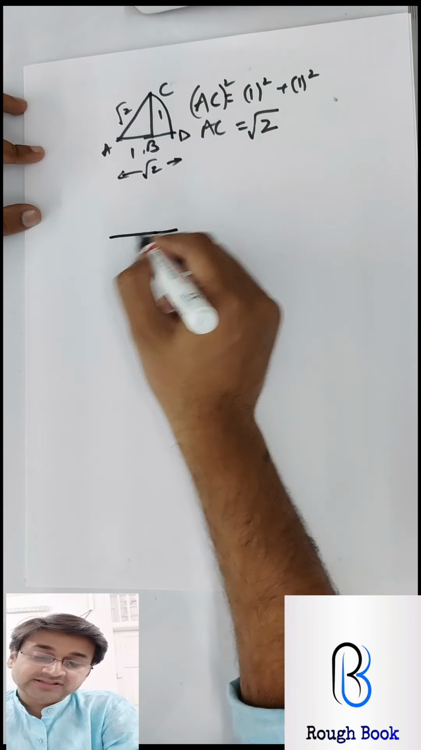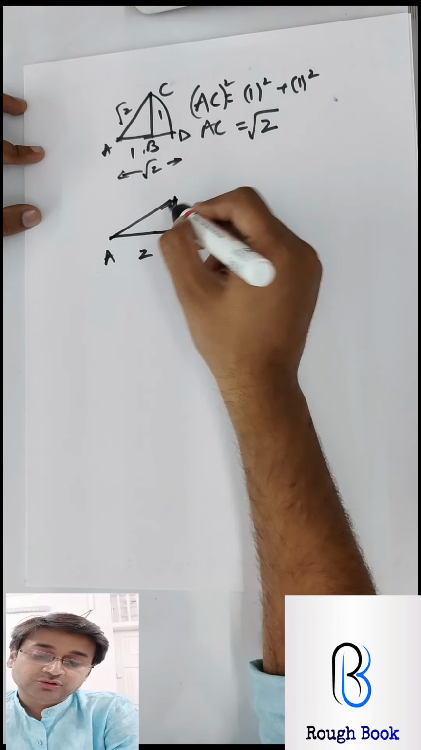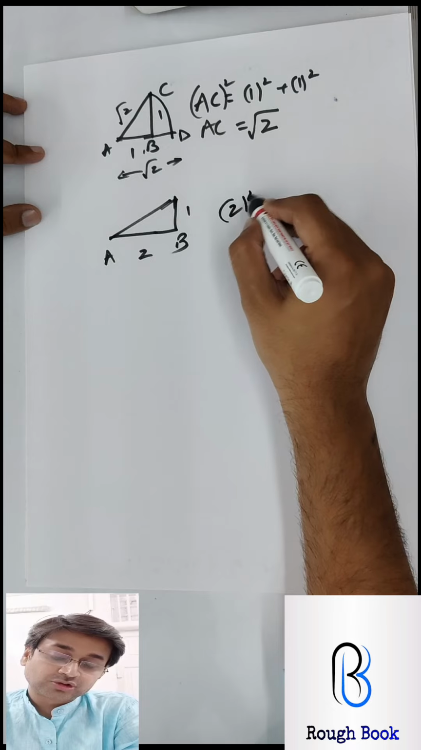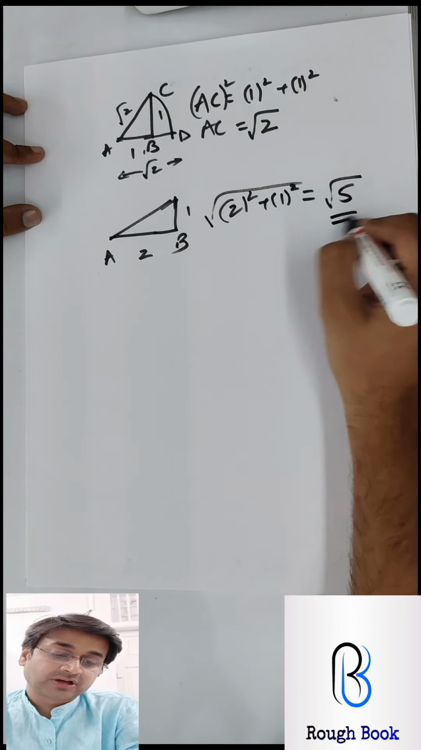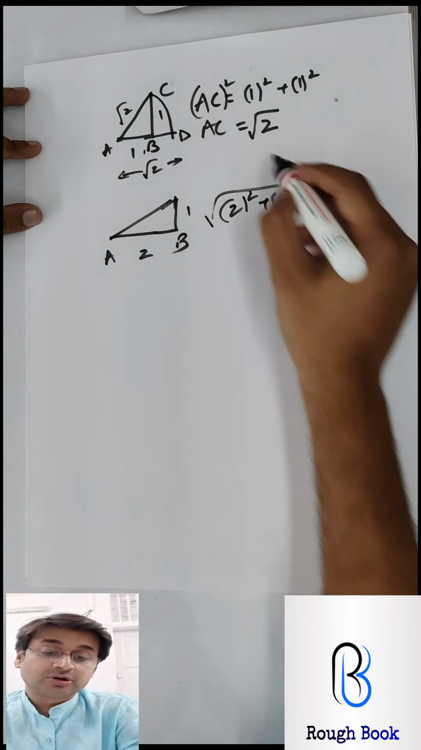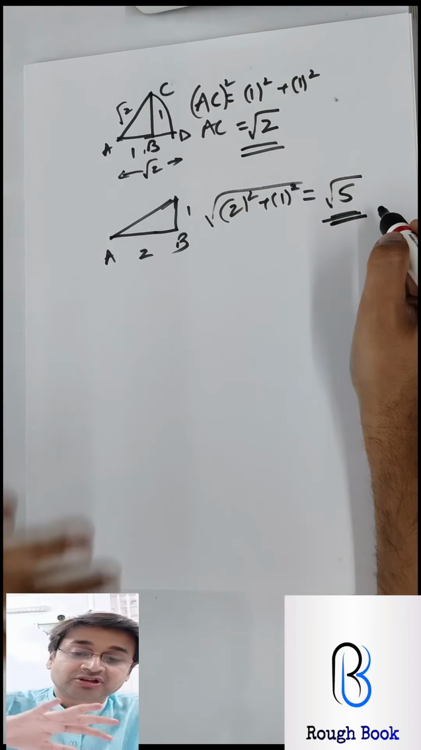Likewise, if AB is 2 and this is 1, then how much would the hypotenuse be? 2 square plus 1 square under the root. So 4 plus 1, 5. So it becomes root 5. How do you draw root 2, root 5 on the number line? That's what we are going to do. So just giving you the basics.